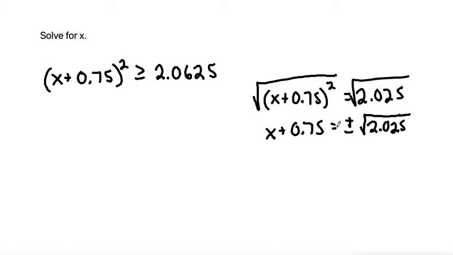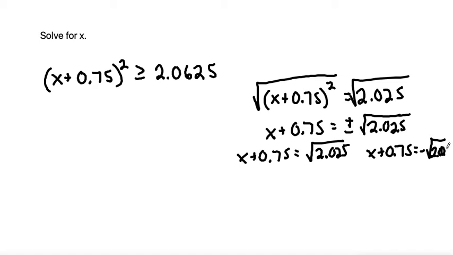So when this is an equality, we can keep it as one equation, but really what we have is actually two equations. We could write it as x plus 0.75 is equal to the positive version of 2.025, and then we have another equation that would be x plus 0.75 is equal to the negative version of the 2.025. So when we write it like this, we're writing it as one equation, but it's really, in fact, two equations.